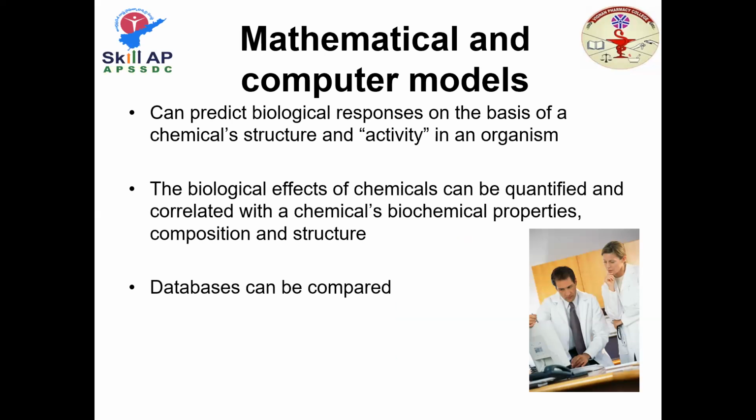If it is fitting properly, in the lock and key model, if it is fitting perfectly, we can estimate that it will be very good. It can have a very good effect. So the biological effects of chemicals can be quantified and correlated with the chemical's biochemical properties, composition, and structure. Based on these properties, we can calculate how much efficacy there can be using mathematical models.